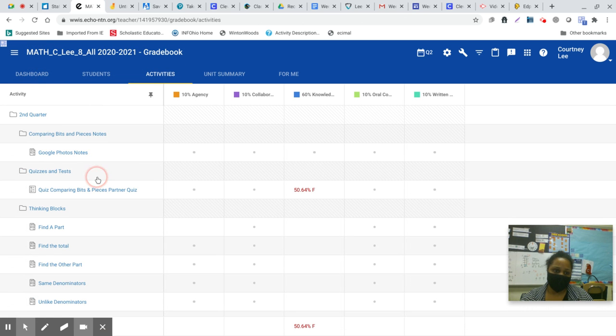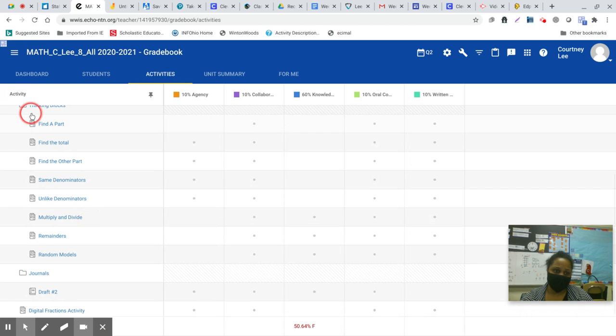All right. So thinking blocks, we have finish, find a part, find a total, find the other part, same denominator. So hopefully you have all those completed and turned in. Today we're going to go over unlike denominators and multiply and divide. So we're going to do two topics today.